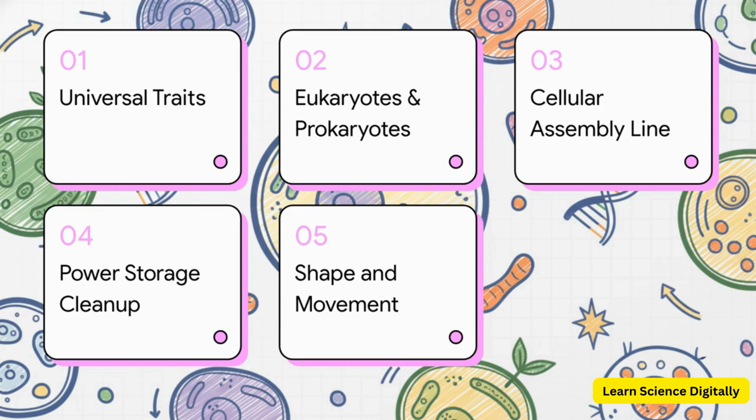So, here's our roadmap for this explainer. We'll start with the universal traits of cells, look at the difference between eukaryotes and prokaryotes, walk through the cellular assembly line, check out power, storage, and cleanup, and finally, look at cell shape and movement.